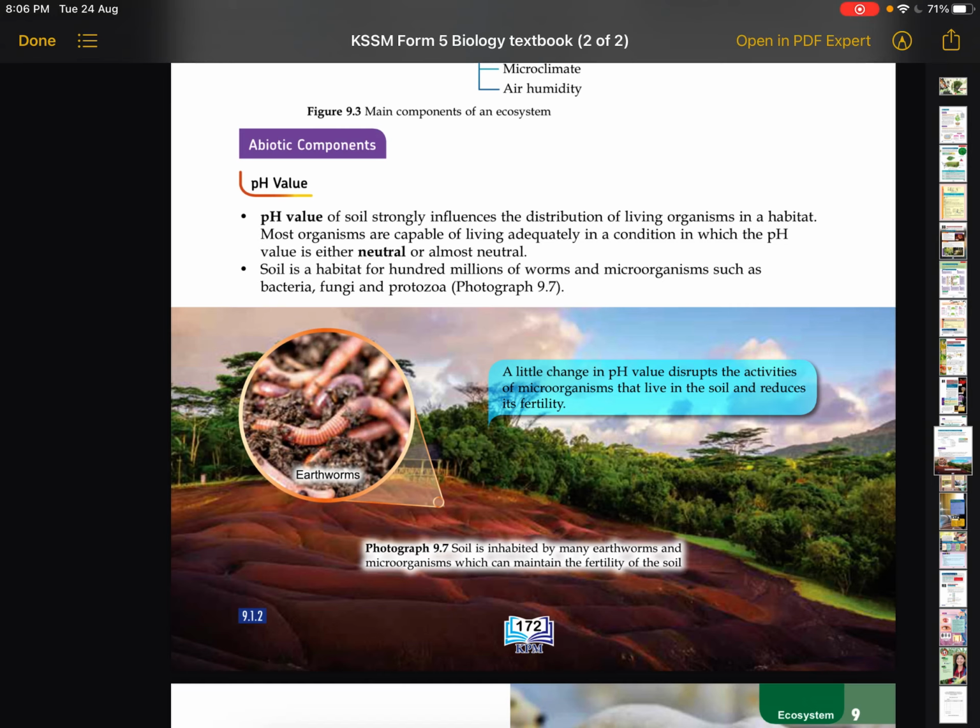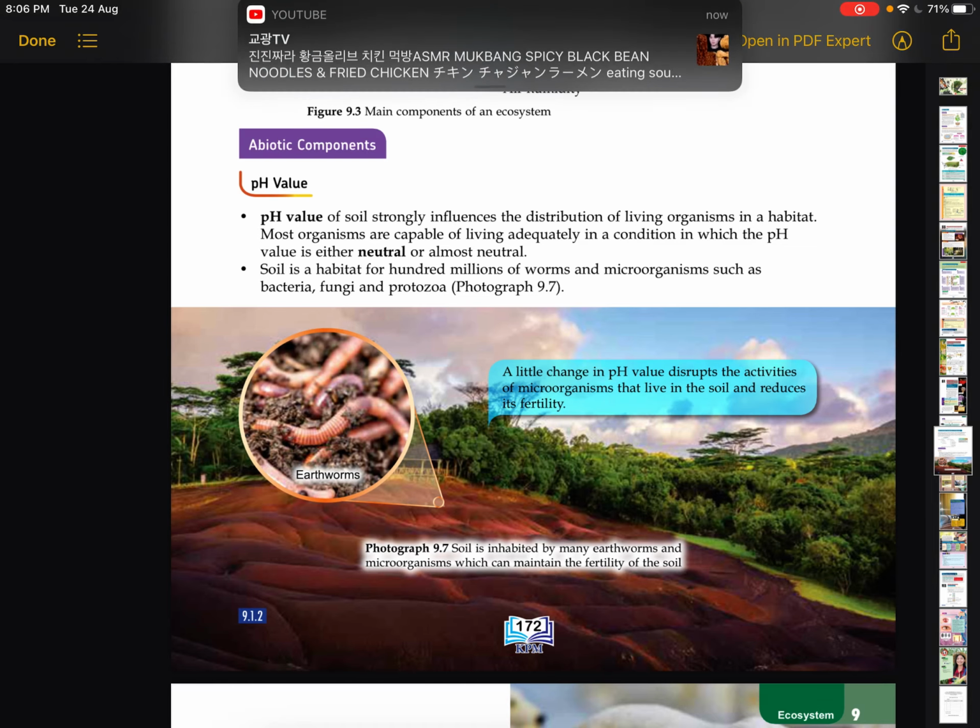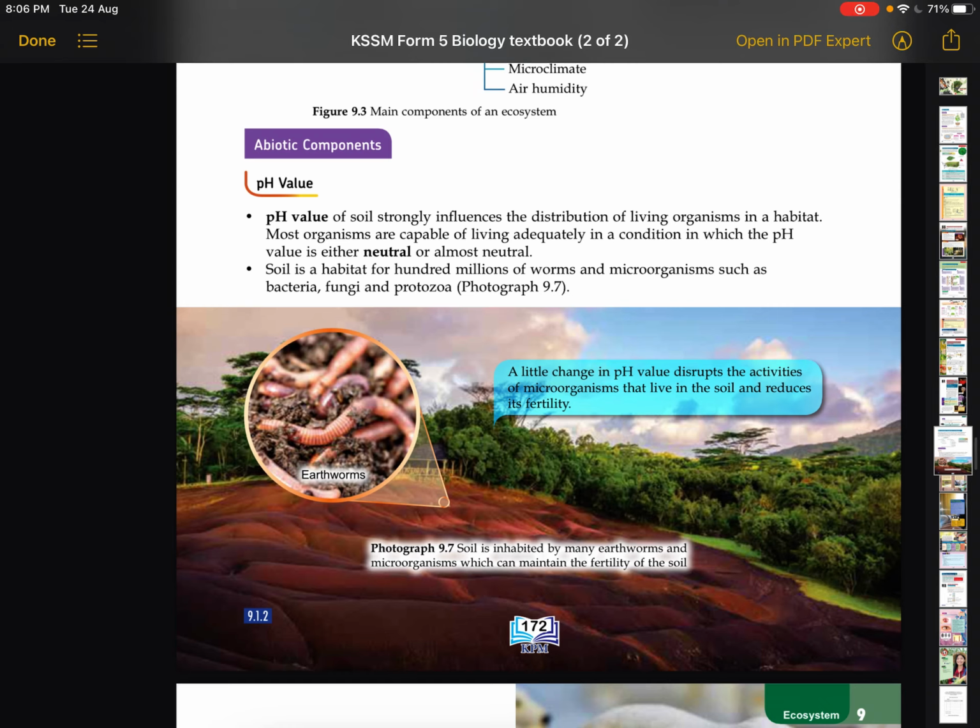So it is the pH value of soil. It influences whether organisms can live in that soil or not, because most organisms like living in more neutral soil.